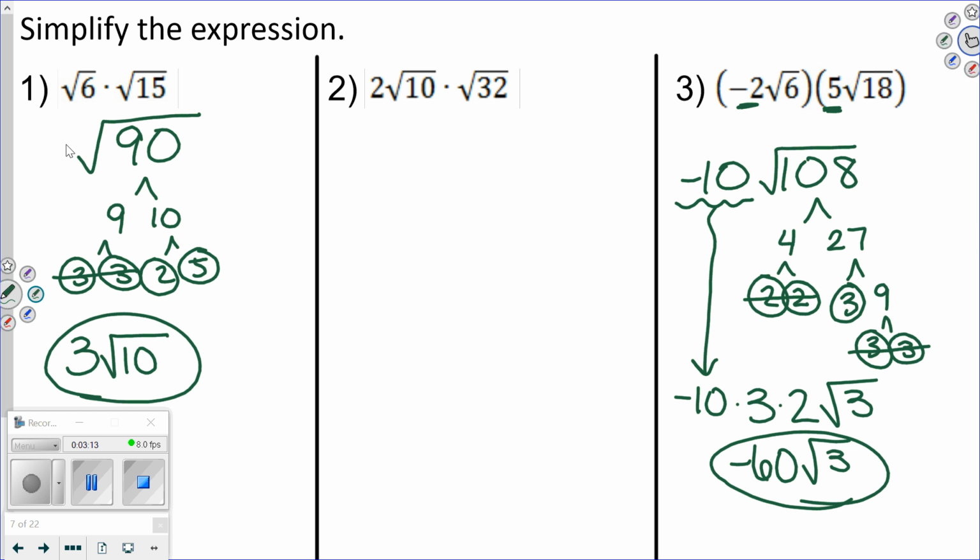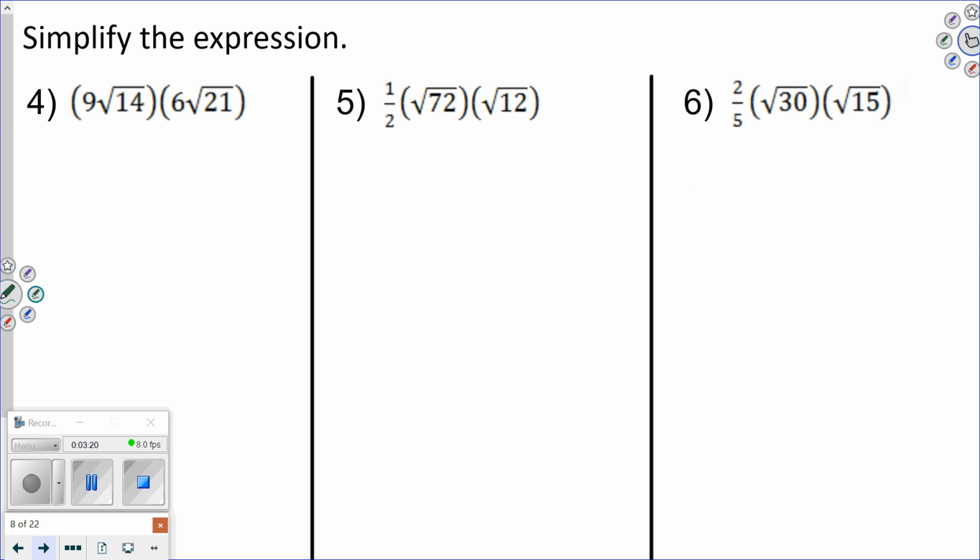How are we feeling with multiplying? Pretty easy. It's kind of a continuation of just a single one. Why don't you guys try number 4 on your own? All right, so first thing, multiply. We'll multiply our outside numbers. 9 times 6 is 54. Multiply the radicals. 14 times 21 is 294.